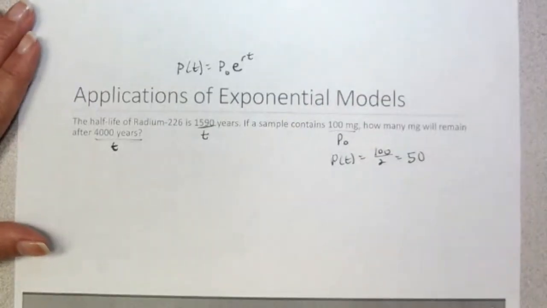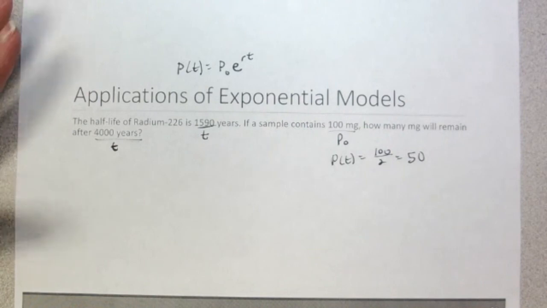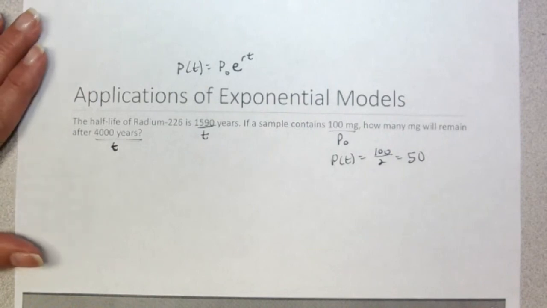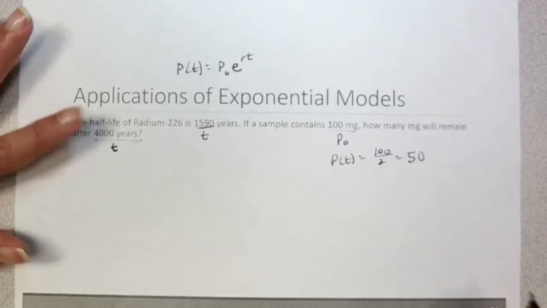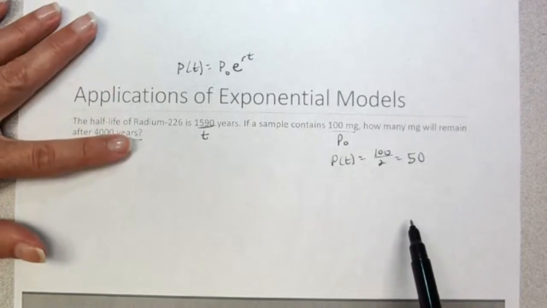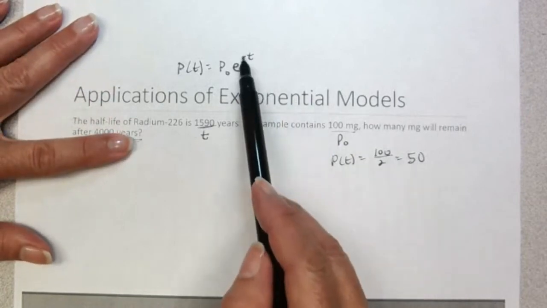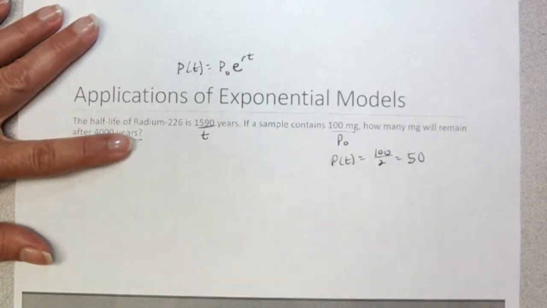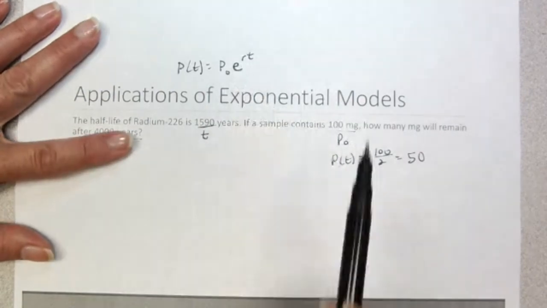Well, I don't know the rate here at all, though. I have 2 times. Where do I go with this? Well, let's just forget about this first part. Let's see if we can build our model first and try to find out what that decay rate is.